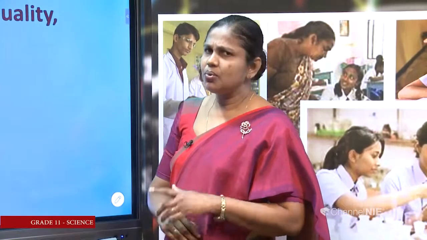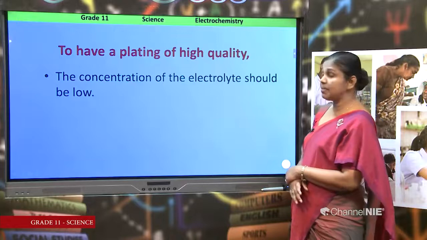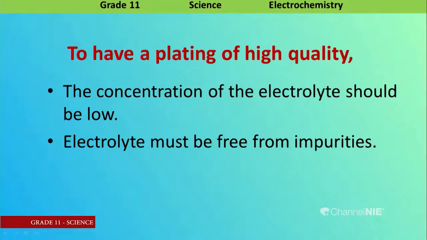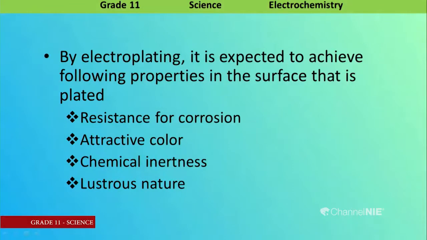Okay. Then, to have a plating of high quality, what steps should be followed, children? The concentration of the electrolyte should be low. The electrolyte must be free from impurities. The object that is plated must be clean, right? By electroplating, it is expected to achieve useful properties in the surface that is plated. The surface is resistant to corrosion and has an attractive color. Chemical inertness, that means the surface doesn't react with chemicals, and lustrous nature. Lustrous nature means shiny, so a shiny surface can be achieved.